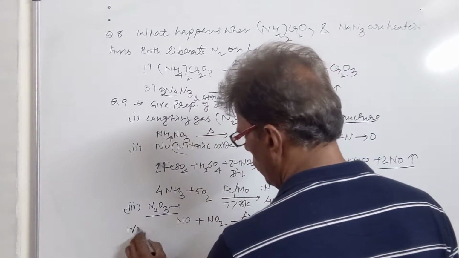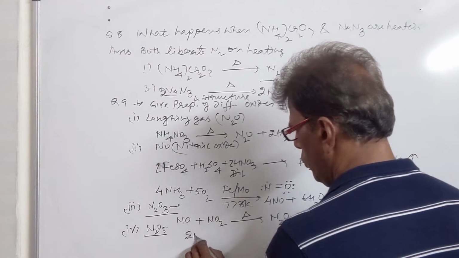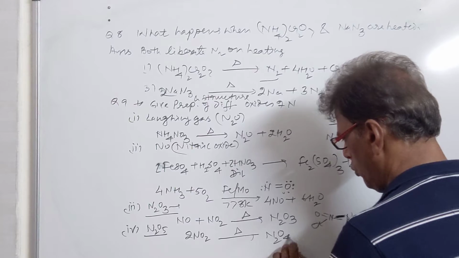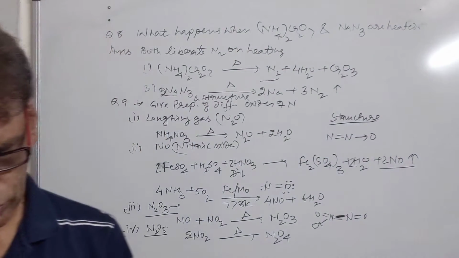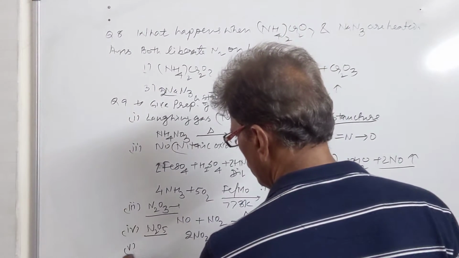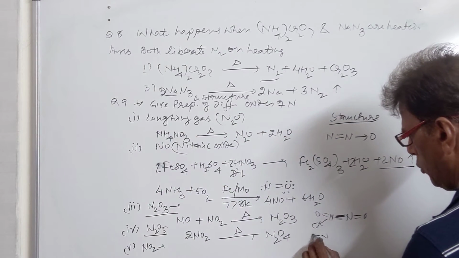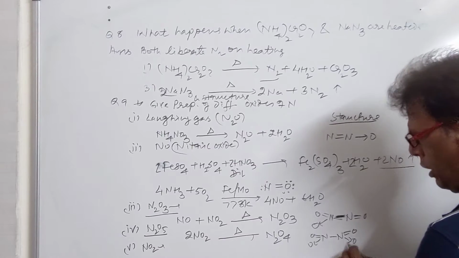Then we have the fourth, N2O4. 2NO2 on heating can give you N2O4. This is dinitrogen tetraoxide. Then we have NO2. Its structure is similar to N2O3. Both sides of nitrogen will have 2 oxygen each.